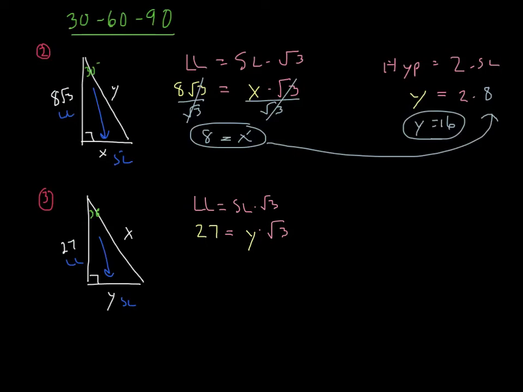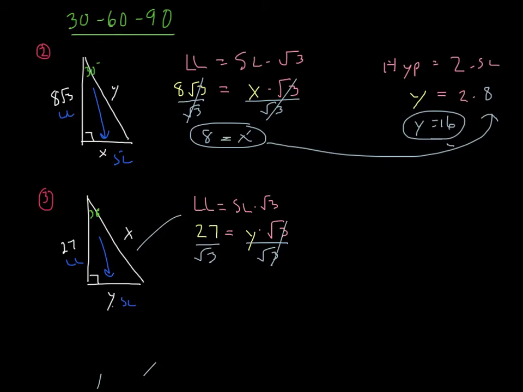And algebra tells me, go ahead and divide by the radical 3. And I get to, whoops, that was my iPad falling. We're going to continue with the video. I get to 27 divided by radical 3, and I am done solving for y. But we know that that's not simplest form for a fraction.